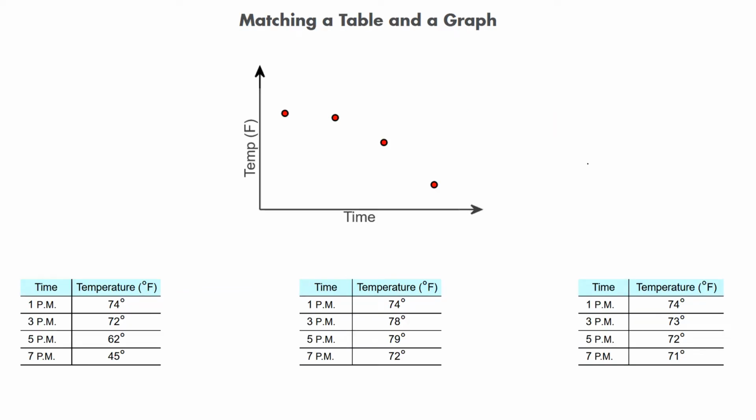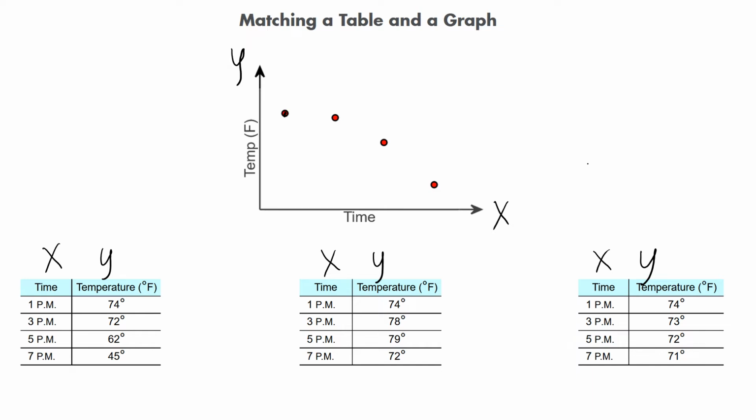All right, here we're given a graph and asked to match the table that represents that graph. So we have the temperature and the time. And so the time is going to be your x, the temperature is going to be your y. So our job is to eliminate, hopefully, two of these pretty quickly. What I would do, and look at your times, so they're all the same. So they all start at 1, they all end at 7.